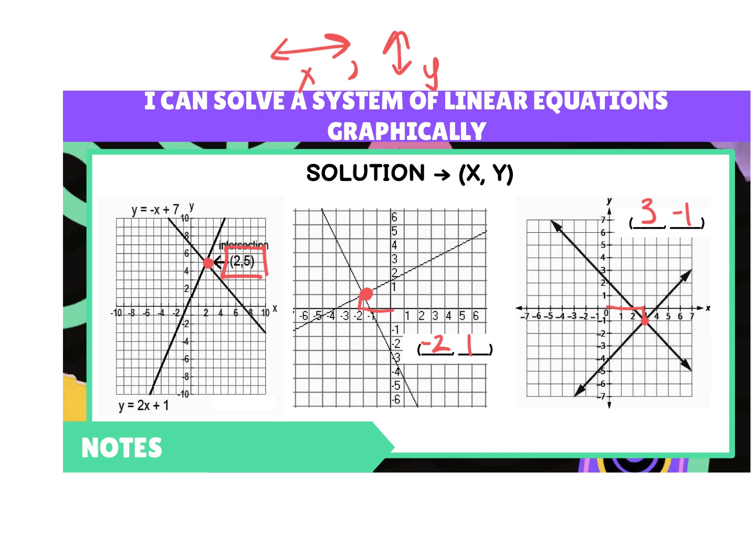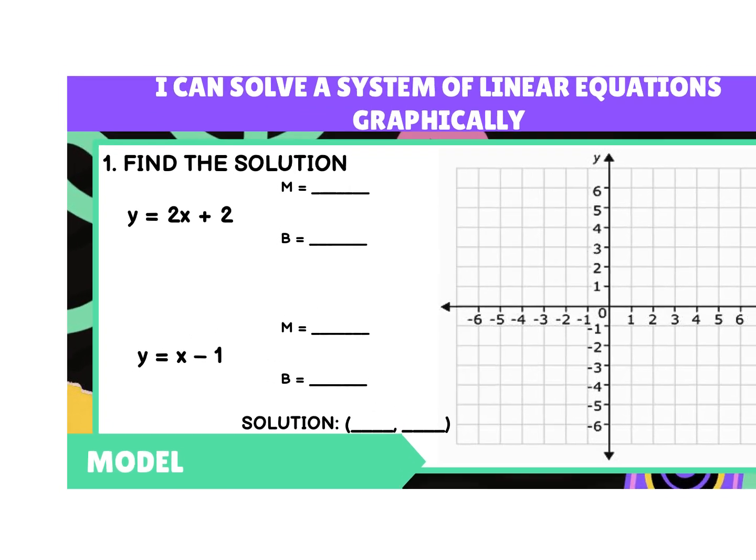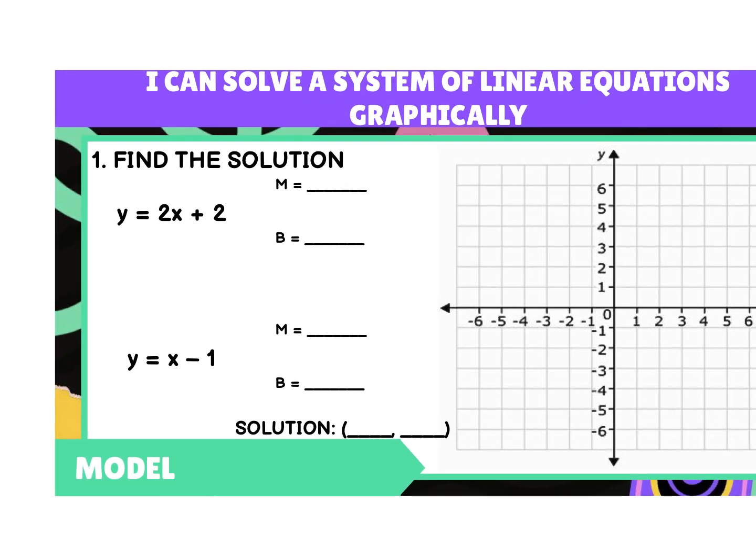So let's look at question number 1. We are going to graph both of these equations on the same graph. So we have y equals 2x plus 2. We know our m is 2 over 1. That's our m. I'm just going to circle the 2. If there's no number underneath it, we make it 2 over 1. And our b is plus 2, or positive 2.